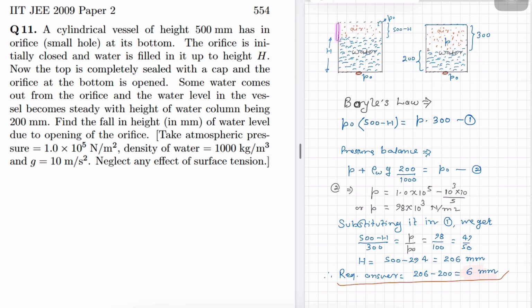there is a cylinder of total height 500 millimeter. It is initially open to air, that means it contains some air and it contains some water of unknown height h, and there is a hole at the bottom which is initially kept closed. There is an orifice initially closed right at the bottom, and details of water density, atmospheric pressure and g are mentioned here.